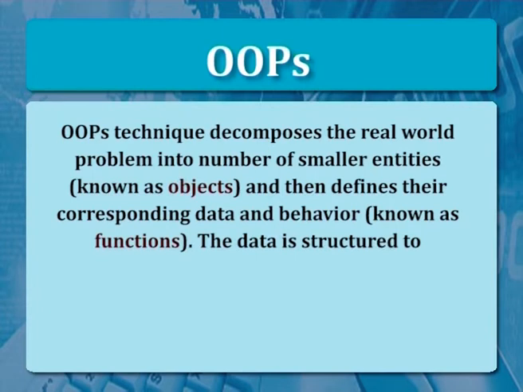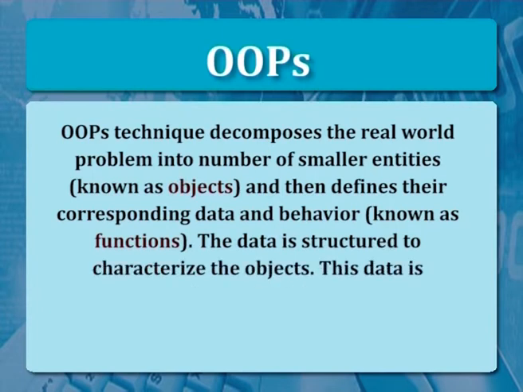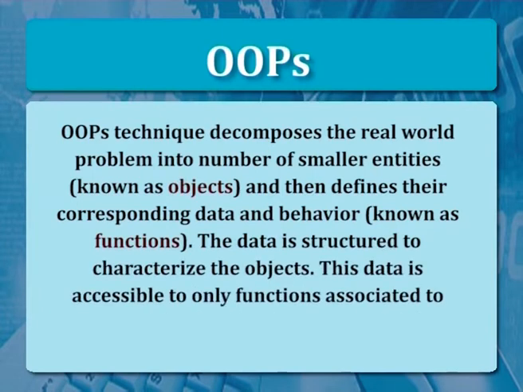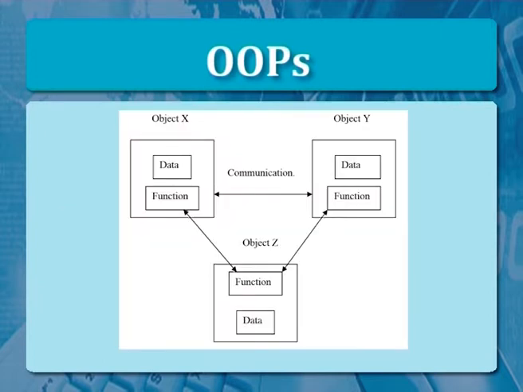The data is structured to characterize the objects. This data is accessible only to functions associated with that object. Different objects, for example object X, object Y, object Z, having their respective data and functions, communicate with each other through their functions. It follows a bottom-up program design approach, and thus new data and functions can be easily added whenever necessary. Organization of data can be viewed as shown.